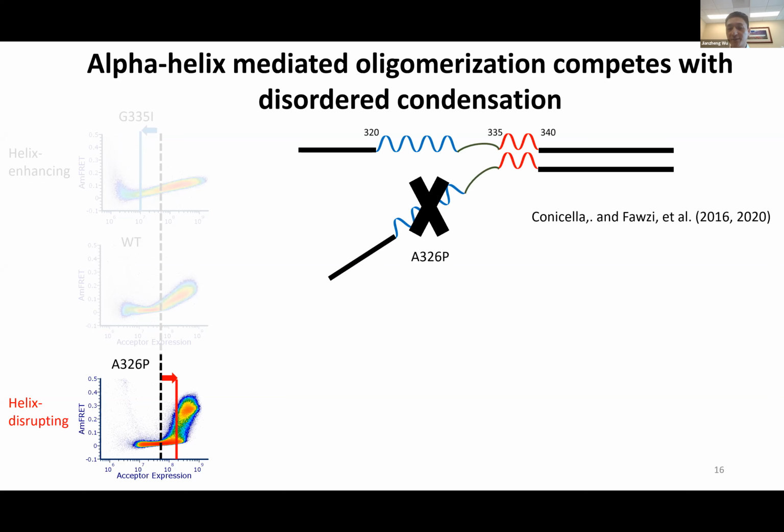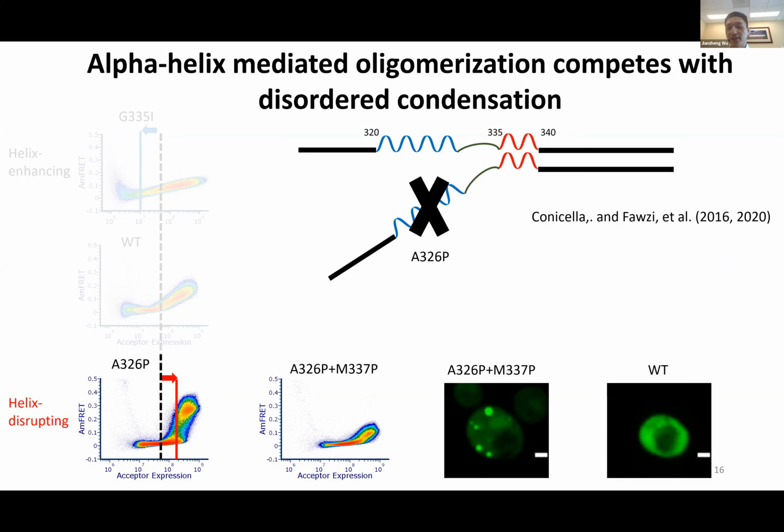Since A326P only disrupts the anterior alpha helix, we reasoned that if we continue to disrupt the posterior alpha helix, we should eliminate this population. As expected, when we disrupt both helix segments with an additional mutation M337P, the oligomerization population is gone. In the meanwhile, a different population with a lower thread level shows up. After checking the cells with this population, we found that the protein forms liquid condensates.